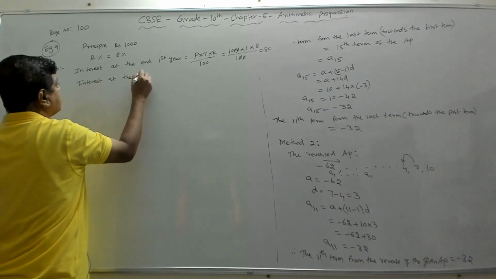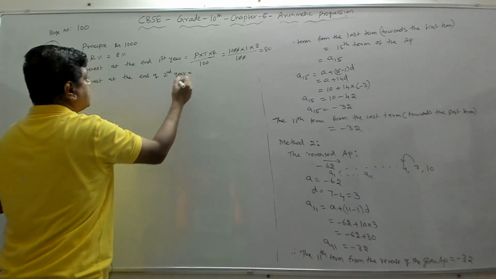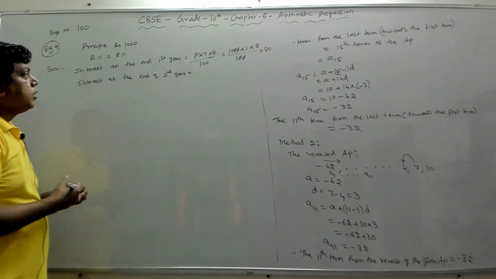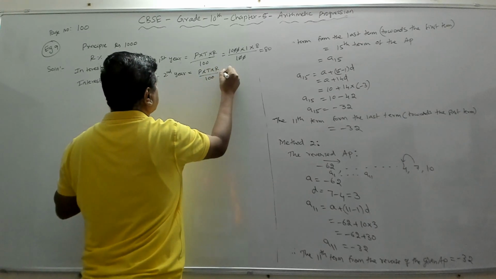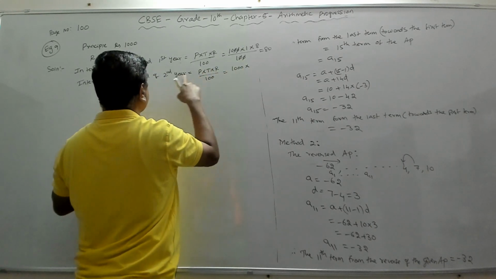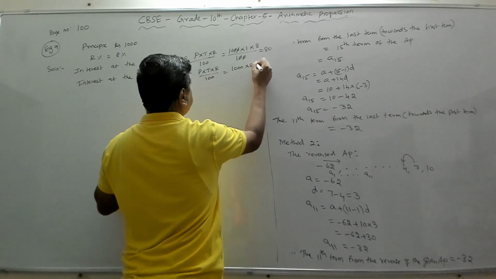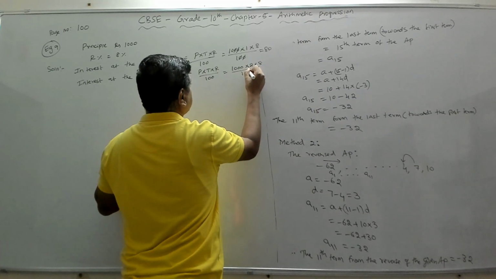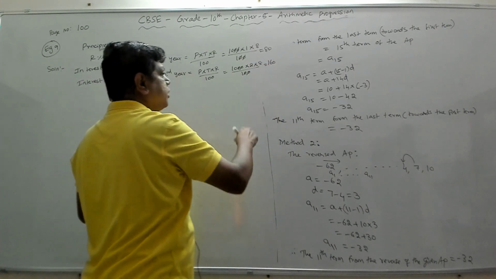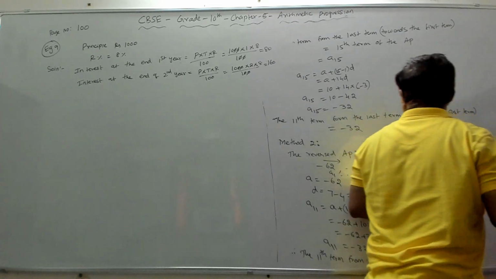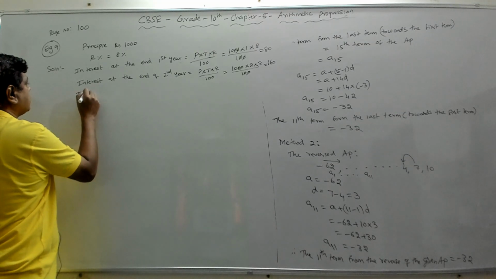at the end of second year. We have to find the interest at the end of second year. That will be equal to again PTR by 100, P into T into R by 100. That will be equal to 1000 into time. Time is 2 years because it's at the end of 2 years. At the end of second year means 2 years is the time. 2 into rate of interest is 8 by 100. So cancel these two, you get 16 into 10, 160.